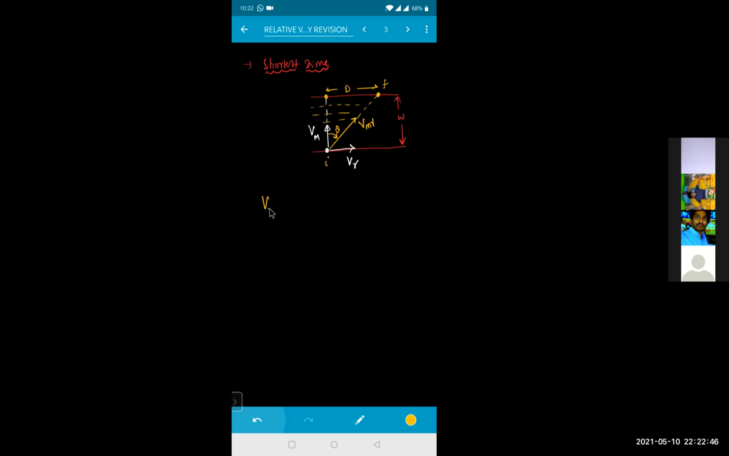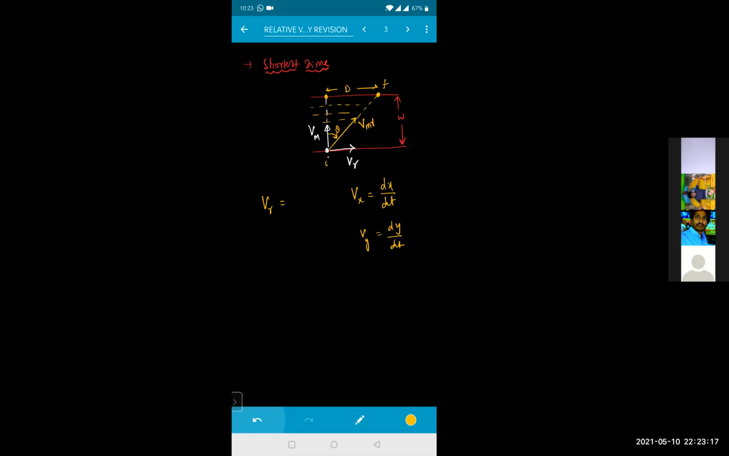So the velocity of the river will be equal to how much? Can anyone tell me? See here, the velocity of the river we are getting in terms of two components. The velocity on the x-axis we write as dx by dt, isn't it? Our time taken will be t, and the velocity vy will be equal to dy divided by dt. That means the velocity of the river will be equal to how much?